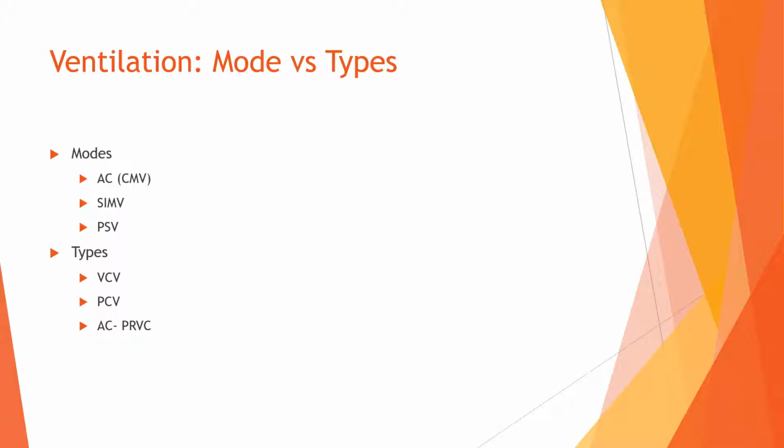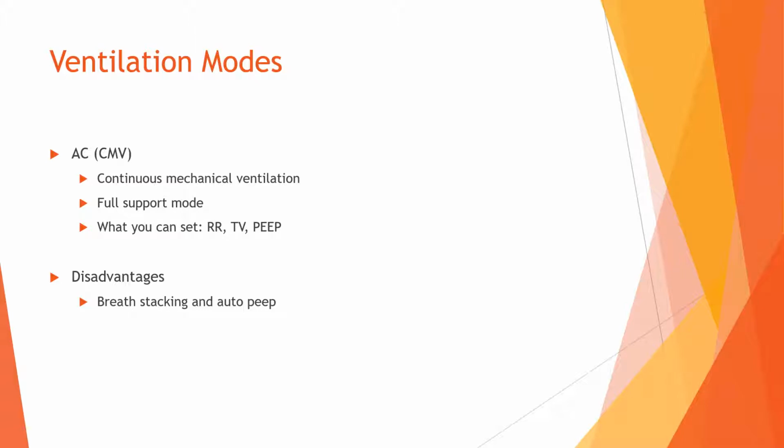There are a few ways that you can set up mechanical ventilation. And when you do so, there is mode versus type. First we're going to go through some of the modes of mechanical ventilation. The first ventilation mode we will talk about is AC, or continuous mechanical ventilation.